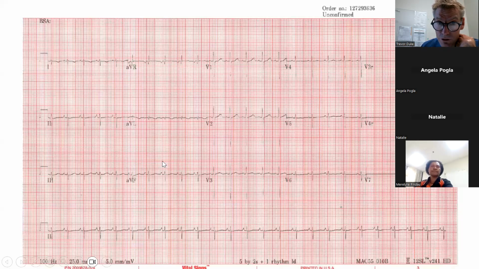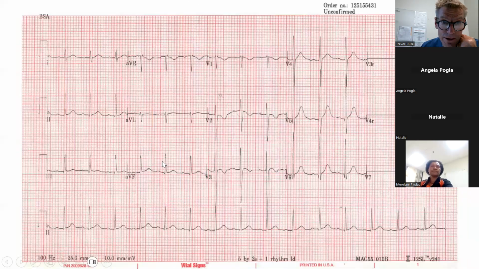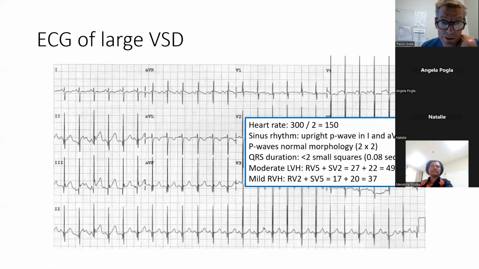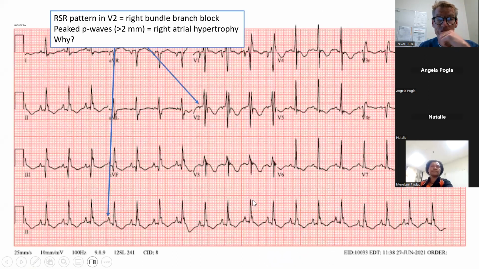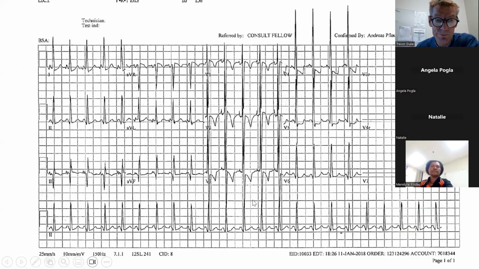And if we go back, I'm not sure whether I've done it. No. Just go back to the axis. If you've got 20 in the positive direction here and 9 in the positive direction here, then you know that the axis is somewhere in the quadrant between 0 and 90 degrees. And it's going to be round about 60 degrees, right? So it's a normal QRS axis for that ECG.